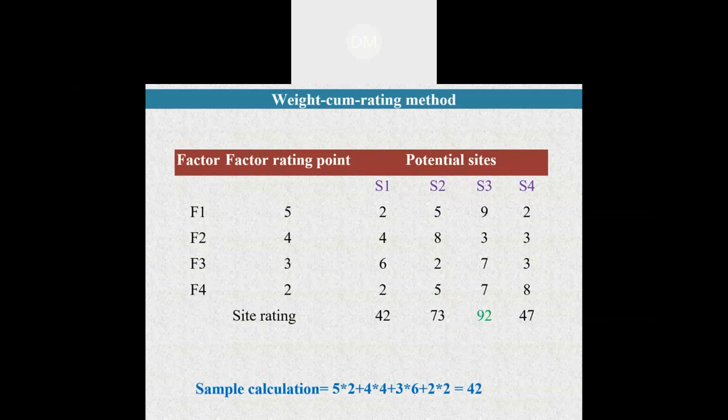Then the weight cum rating method. So these are the factors and factor rating points. The maximum points for F1, F2, F3 and F4, and then calculate: 5 into site 1 plus 4 into 4, this is S2. So these are the calculations for selection of sites. So keep in mind more than 2 or 3 sites for preparation of the product.